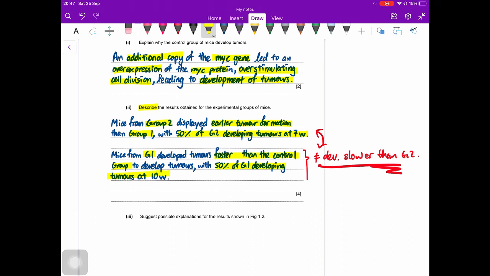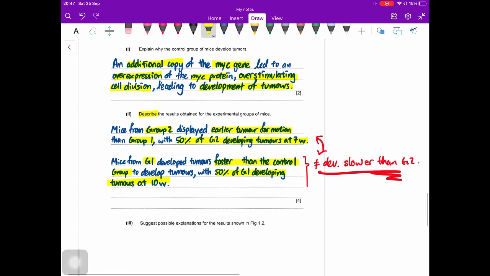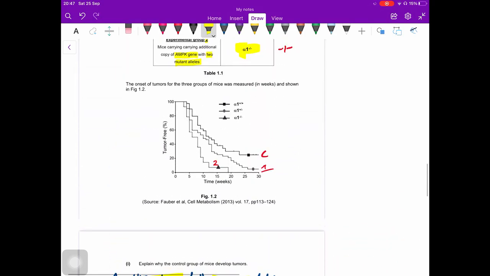So why am I using the 50% of group 1 and 50% of group 2 developing tumors? So when you want to compare between your groups, when you're looking at your graph, you either hold your y-axis constant or your x-axis constant. What does that mean? So for example, we were talking about 50%. So if this was 50%, then we look and we trace down and we see where all these ones hit the x-axis.